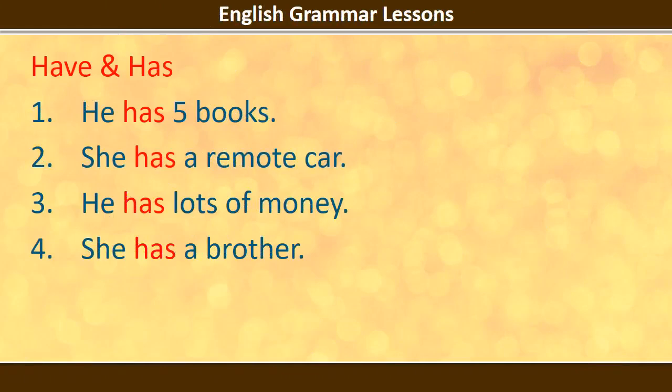Here there are some example sentences for better understanding. Example 1. He has 5 books. He is a singular, so we are using has. She has a remote car. He has lots of money. She has a brother. All these, he and she, are singular, so we are using here has.